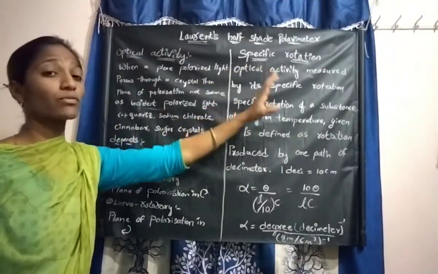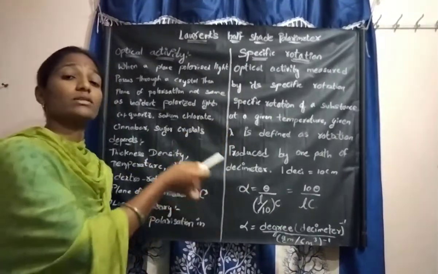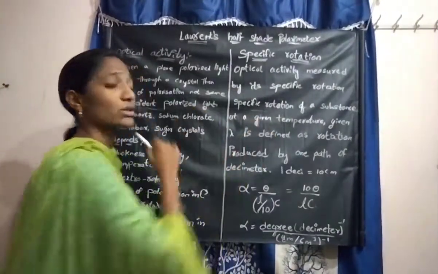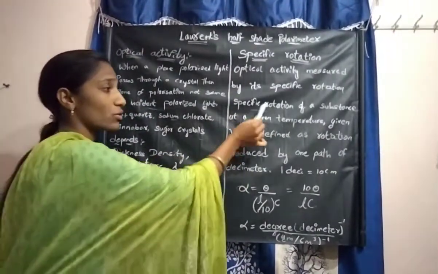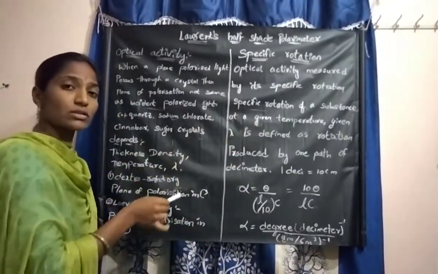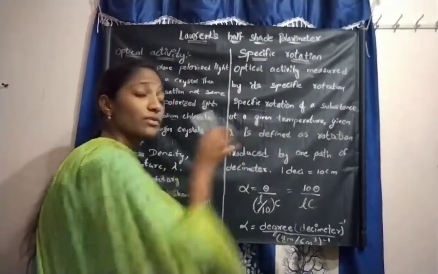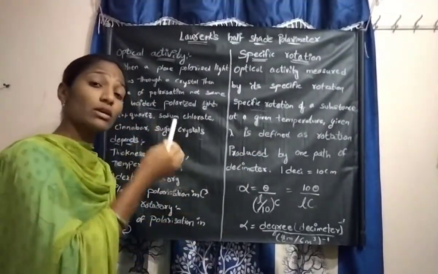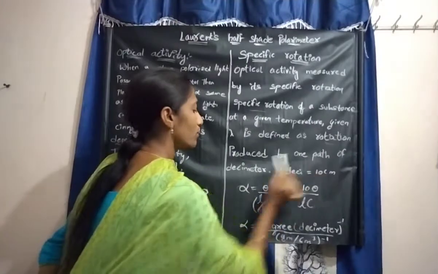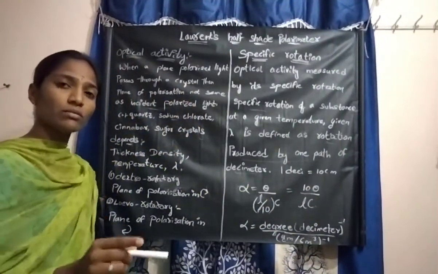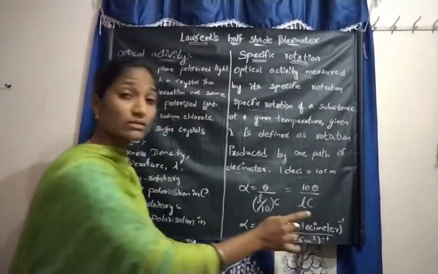Now next, the specific rotation. What is the specific rotation? The optical activity of a substance is measured by the specific rotation of that substance. It is also known as specific rotatory power. So specific rotation measures the optical activity of a substance. The specific rotation of a substance for any given wavelength at a given temperature is defined as the rotation produced by a 1 decimeter path length. One decimeter is nothing but 10 centimeters.